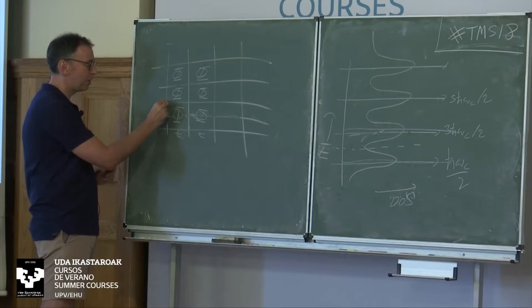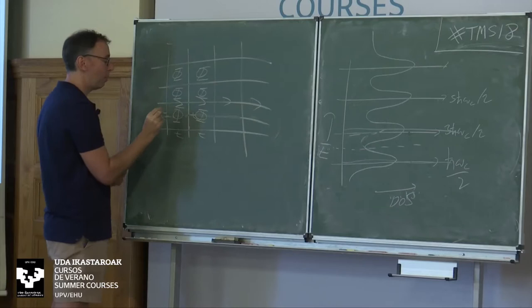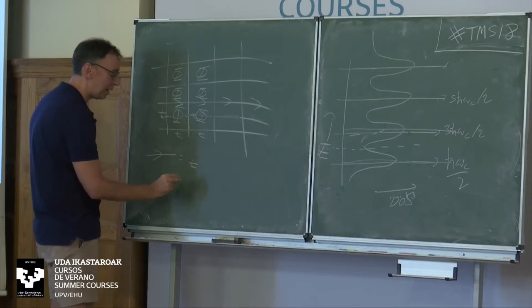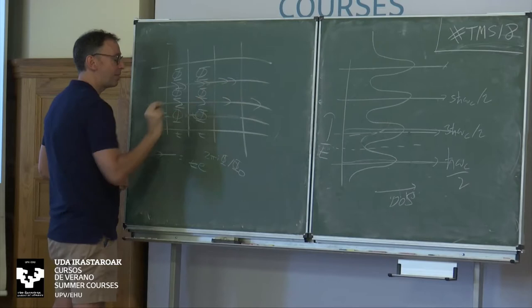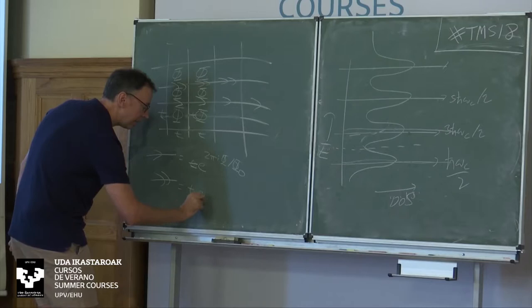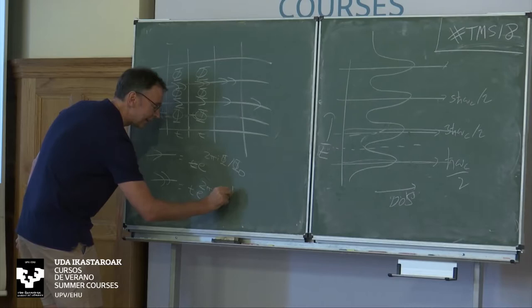OK, so one way to do that would be to take all of these bonds, which I'm going to write with one arrow, and say that arrow means that my phase is t e to the 2 pi i phi over phi naught. I'm going to take all of these horizontal bonds and give them two arrows. Two arrows means t e to the 2 pi i 2 phi over phi naught, and so on.